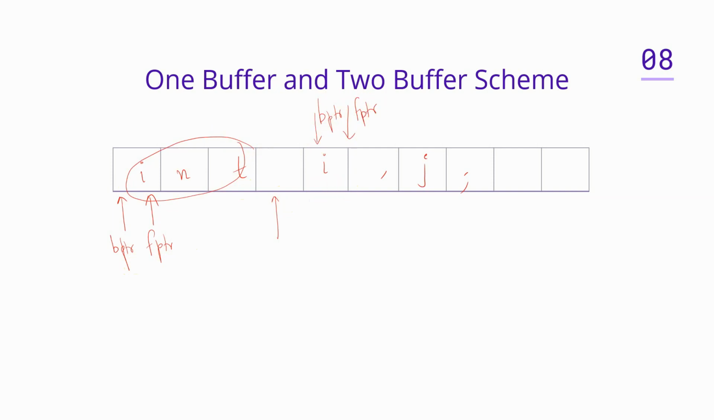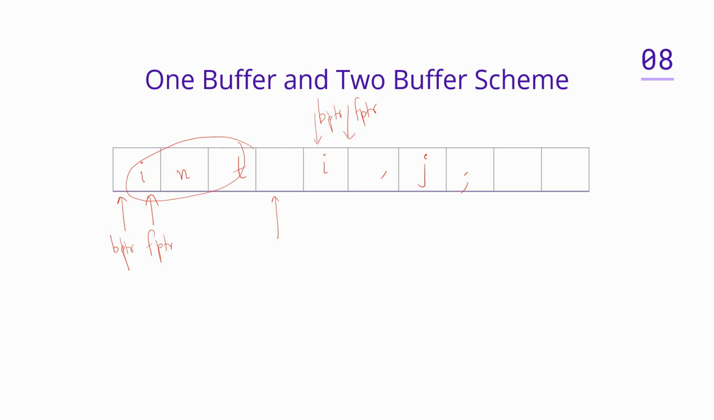Fine. Now, as I already mentioned, there are two buffering techniques: the one buffer technique and the two buffer technique. In the one buffer technique, only one buffer is used to store the string. The problem here is that if the lexeme is very long, it crosses the buffer boundary. To scan the rest of the lexeme, the same buffer has to be refilled again. So that is a disadvantage.